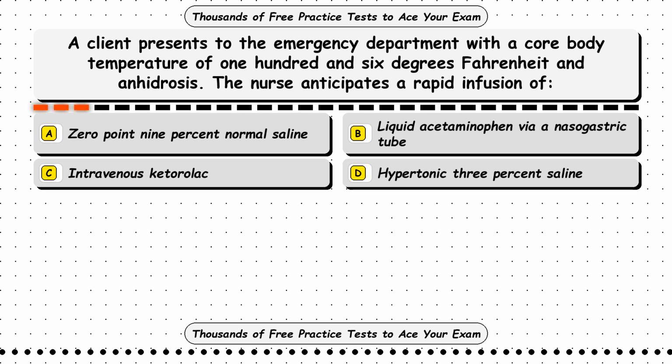A client presents to the emergency department with a core body temperature of 106 degrees Fahrenheit and anhidrosis. The nurse anticipates a rapid infusion of option A, 0.9% normal saline, option B, liquid acetaminophen via a nasogastric tube, option C, intravenous ketorolac, option D, hypertonic 3% saline.